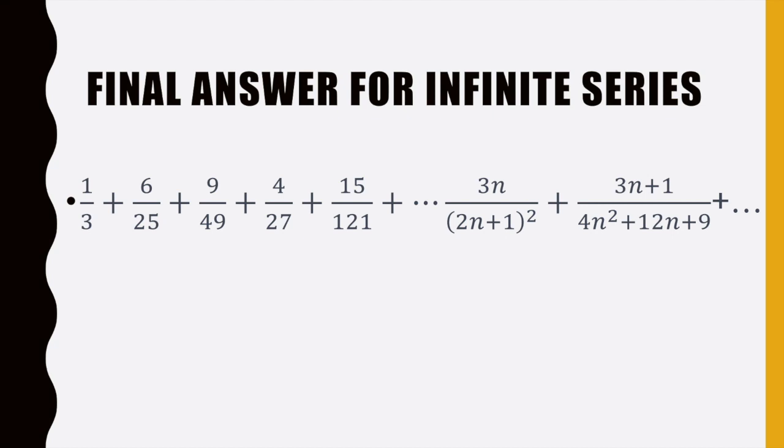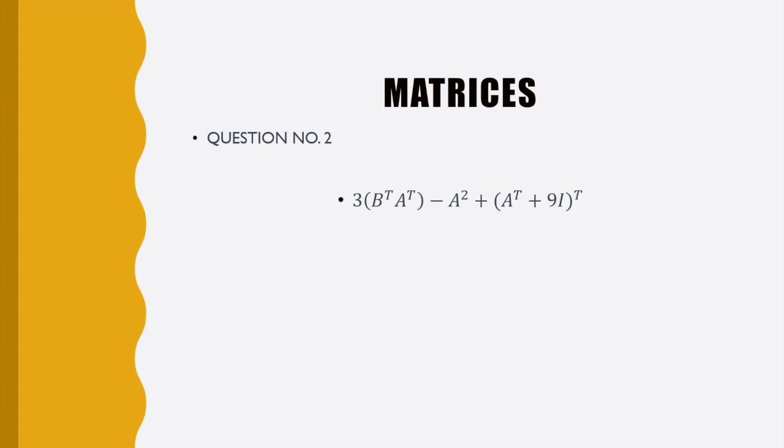Now, let us move on to matrices. For question number 2, we are now asked to answer the problem which is 3 times the product of the transpose of matrix B and the transpose of matrix A, minus matrix A squared, plus the transpose of the sum of the transpose of matrix A and 9I, the I referring to the identity matrix. Here are the matrices A and B.